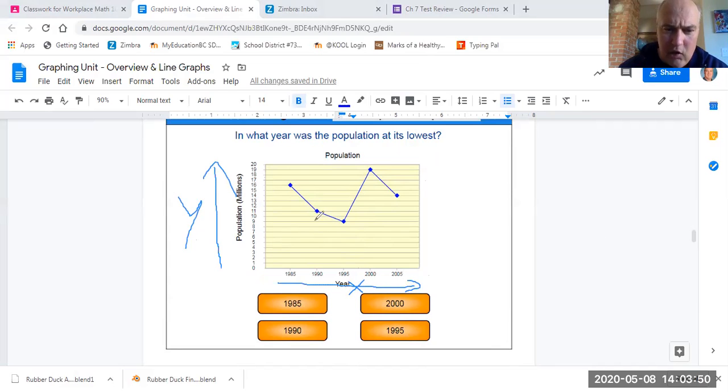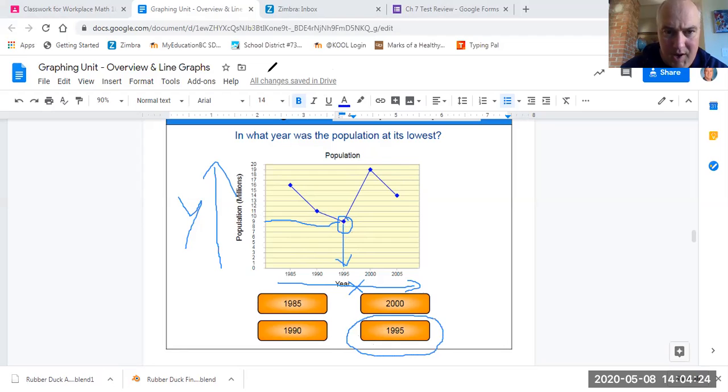Now, if I look at the population, the lowest number here is right here. This occurred right here. And if I were to draw it across, it looks like it lines up right with the number 9. So basically, we're saying 9, and then it's in millions. So 9 million was the lowest population, and that occurred in what year? Well, that year was 1995. So the answer to this particular question, in what year was the population the lowest, would be 1995. Hopefully that makes sense to you.